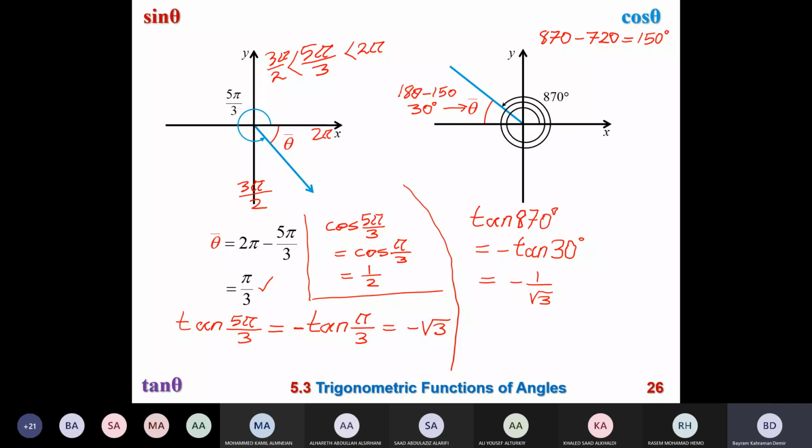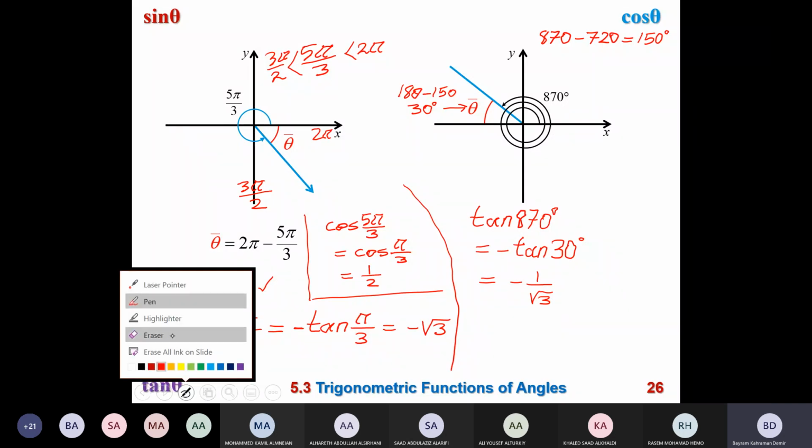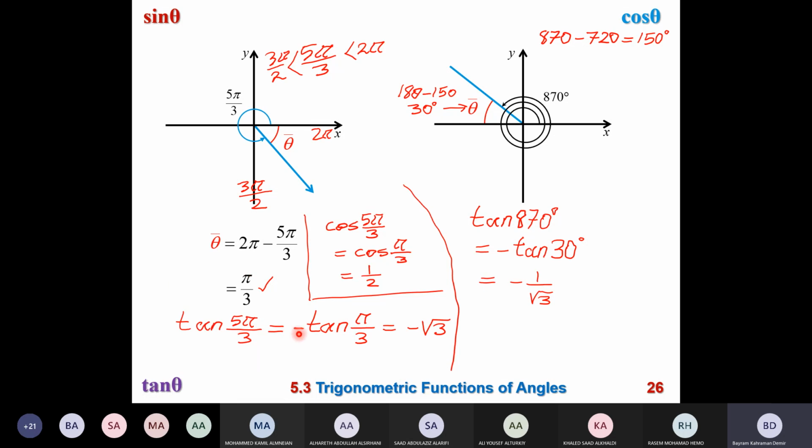Now, if you like to calculate, for example, tangent of 5 pi over 3, it is the same as the negative of tangent of the reference angle. Tangent of reference angle is root 3, so you need to multiply by negative, so it is negative root 3. And cosine of 5 pi over 3 is the same as cosine of the reference angle, because cosine is positive in the fourth quadrant.